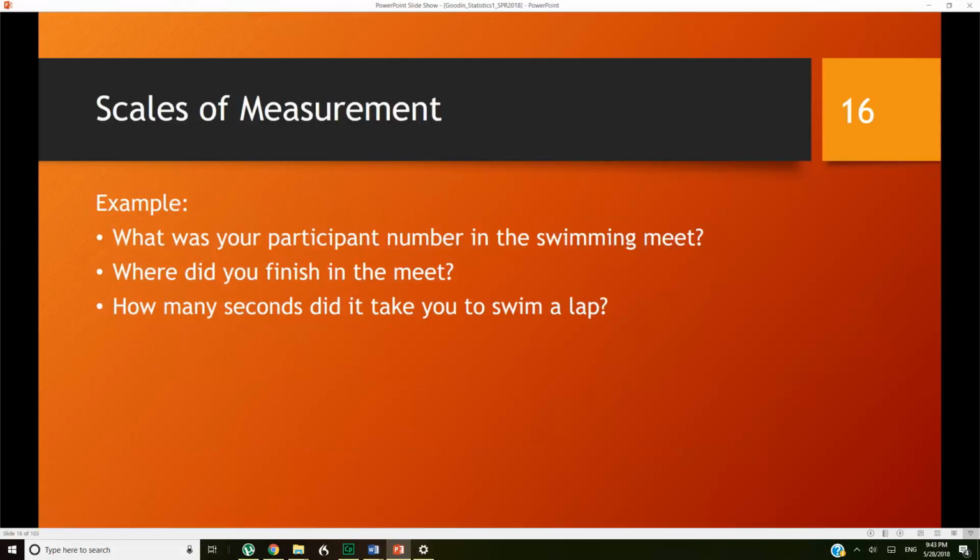If we ask where someone finished in the meet, that would be in order. But would the difference in times between each finishing swimmer be exactly the same? Probably not. How many seconds did it take you to swim a lap? That is an exact time, an exact amount, and gives us a different type of information than what order you placed in or your participant number.